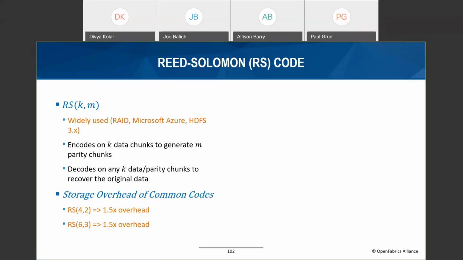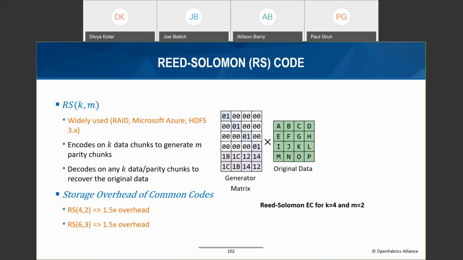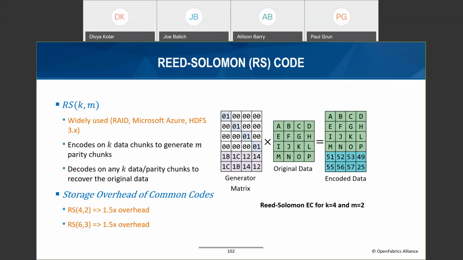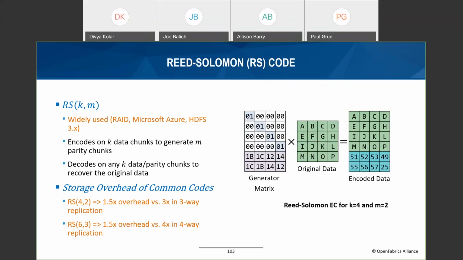Now let me show you one example to show how this works. This example is for the Reed-Solomon code where K equals 4 and M equals 2. Basically, for encoding, the coder will use a predefined and invertible generator matrix to multiply with the 4 original data chunks, the original data matrix, as shown in this figure. The result will consist of 4 data chunks, which are the original data, and 2 parity chunks. This is the encoding. After encoding, the data and parity chunks are distributed across multiple data nodes.